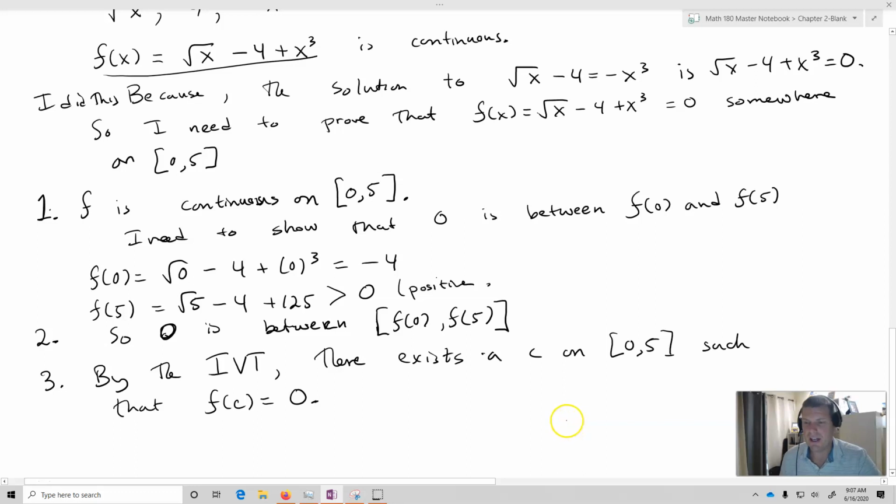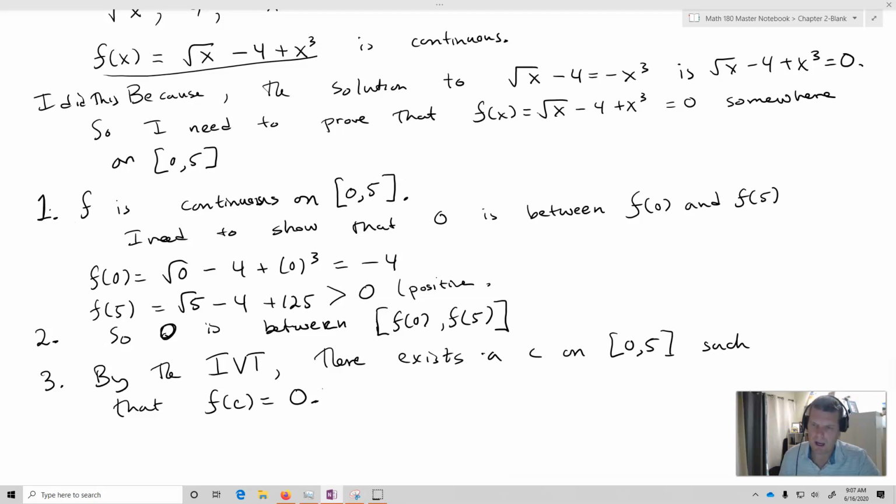So we don't actually need to go out and solve it. All we're doing is showing that the solution exists. How did we show that the solution exists? By using the intermediate value theorem: showing that f was continuous, showing that 0 was between f of 0 and f of 5, and then just stating, by that theorem, we get f of c equal to 0, okay?